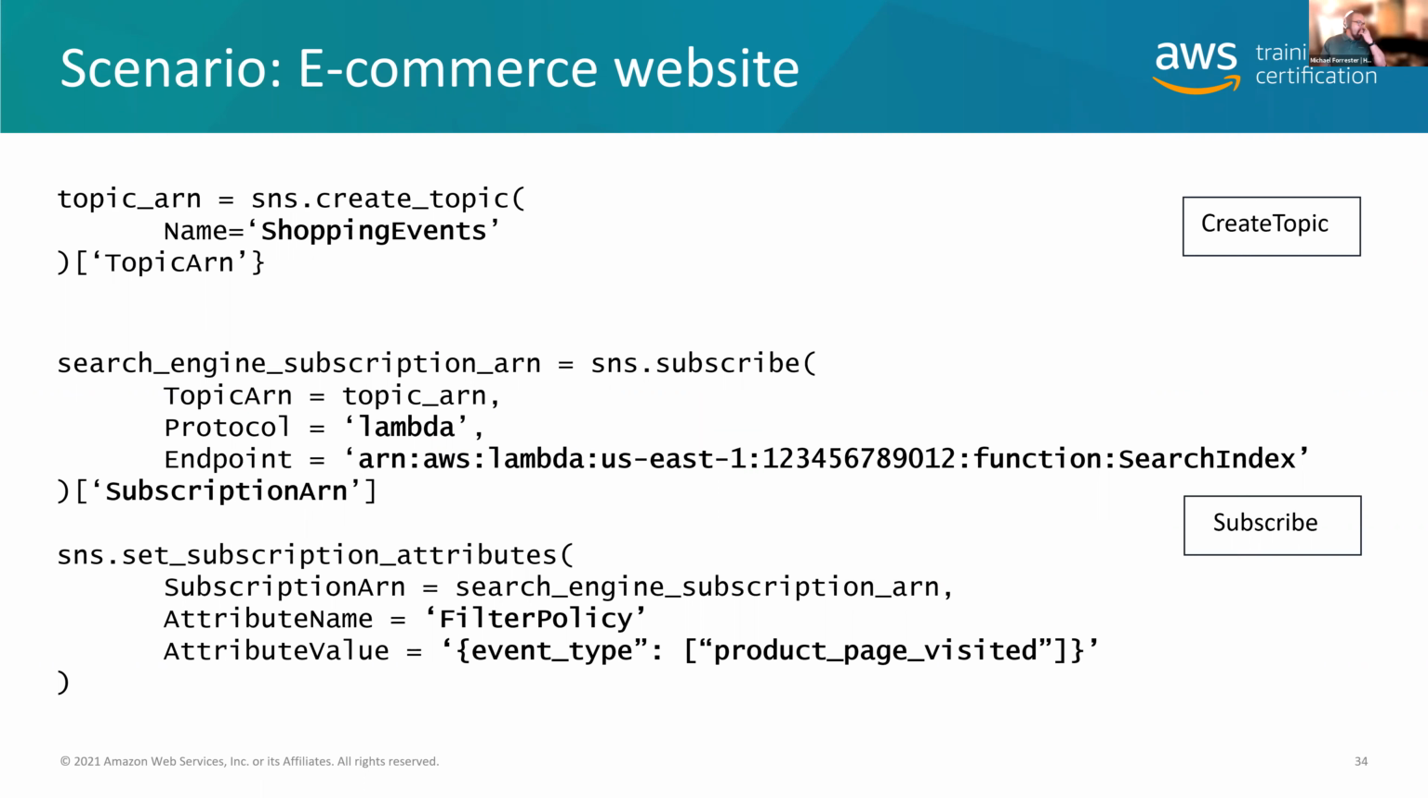All right, so notice here, they've created a topic, shopping events, and they have subscribed to that topic ARN, in this case shopping events, and they're subscribing the endpoint, in this case, the search index function, right? And then they're setting the subscription attributes, and they're saying, look, here's my filter policy, and I only want to receive events where the event type is product page visited.